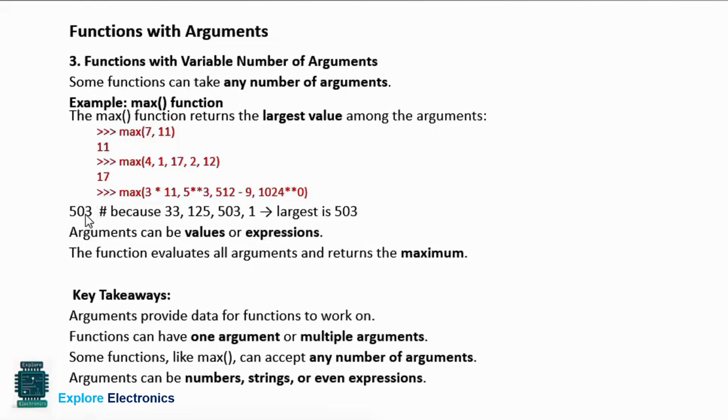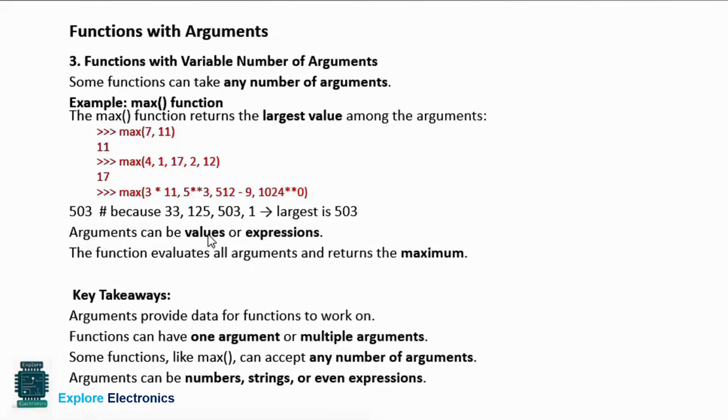Here 503 is the largest value, because 11 into 3 gives 33, 5 exponent 3 gives 125, 512 minus 9 gives 503, and 1024 exponent 0 gives 1. Here the largest is 503. That's why it will return the value 503.